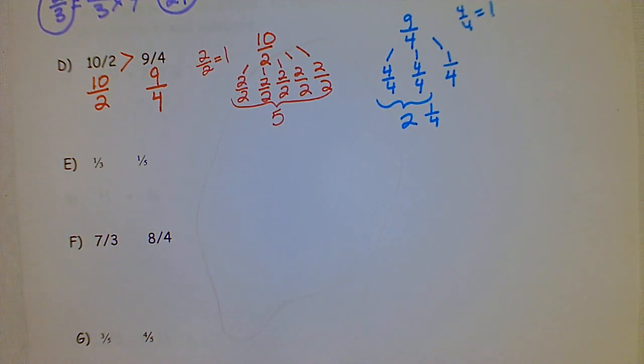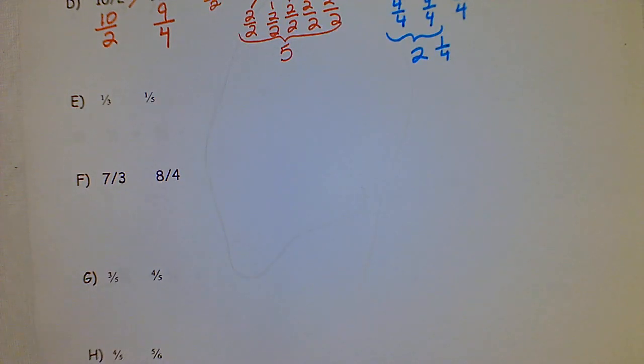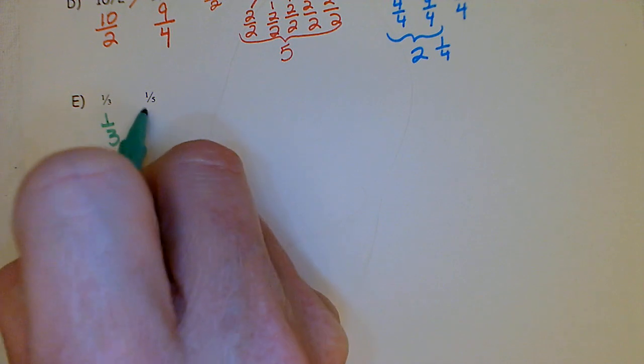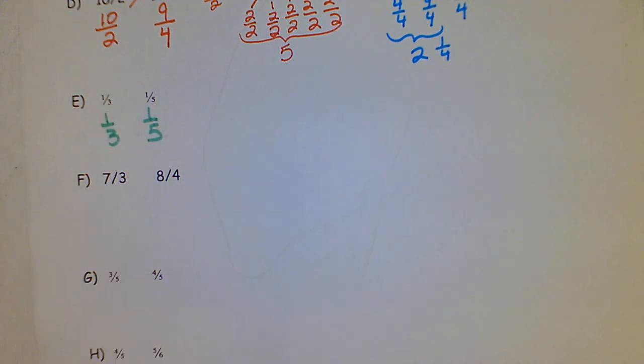All right. So E. So we have 1/3 and 1/5. So this is going to be one of our quick ones again. We like these. These are the super duper easy ones that are nicer to work with. And that's because we have something in common. And I'm going to rewrite it. We have 1/3 and we have 1/5. So my numerators are the same.